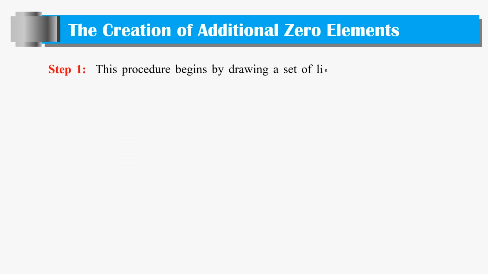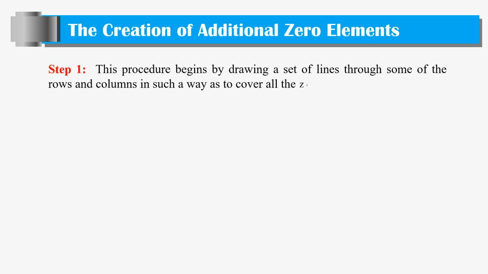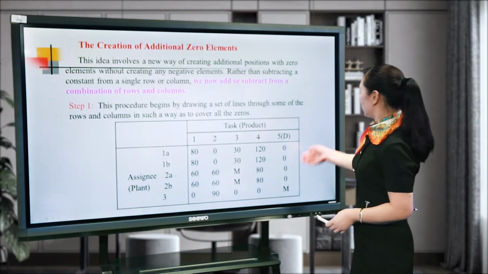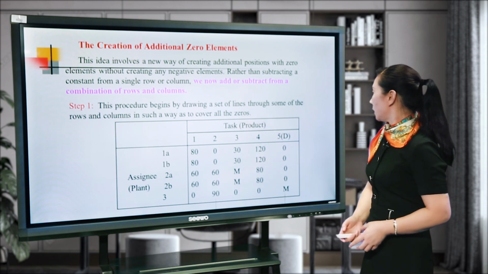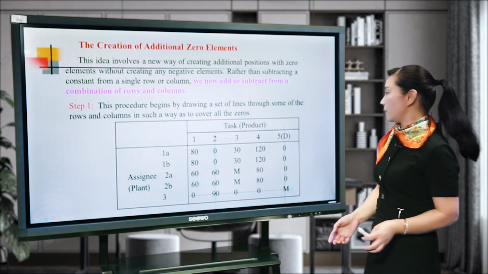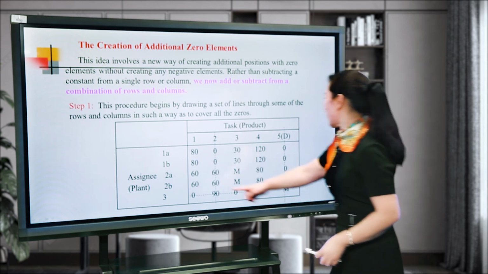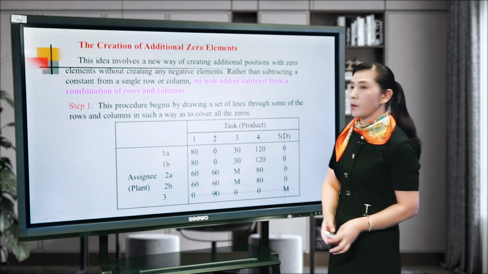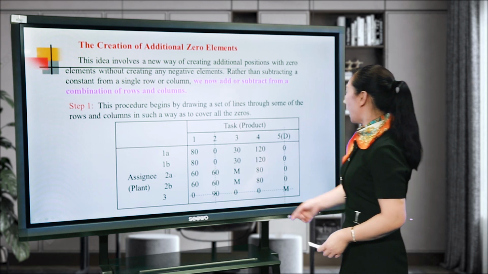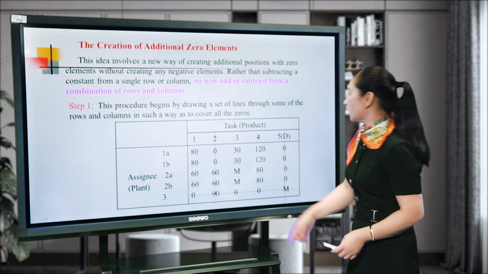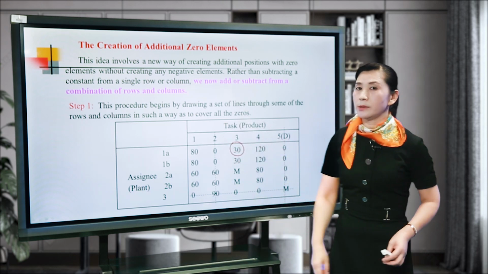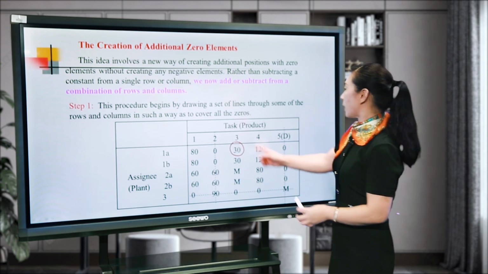Step 1. This procedure begins by drawing a set of lines through some of the rows and columns in such a way as to cover all the zeros. For example, in this table, we draw the minimum set of lines to cover all zeros. This line covers the zeros in this table. And we note that there are some numbers not covered by the lines. So we choose the smallest uncovered number, and subtract this number.